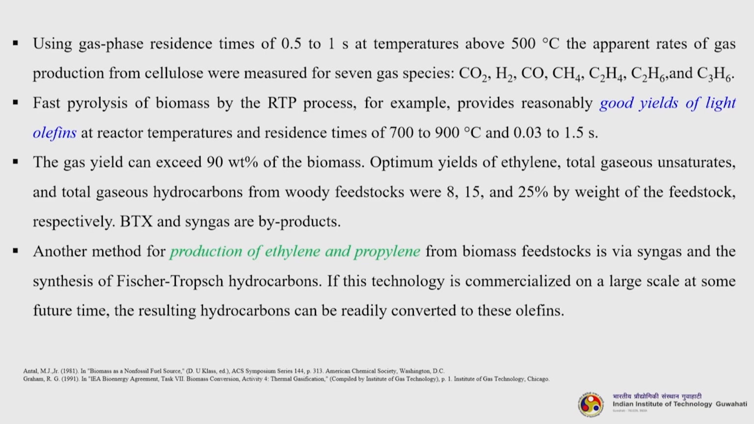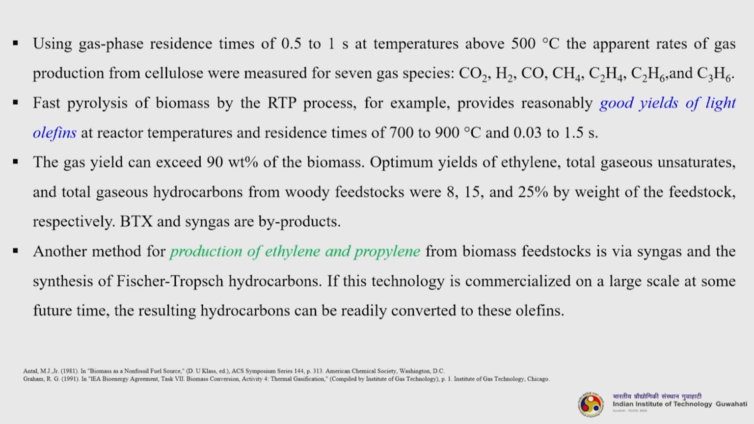Now, fast pyrolysis of biomass by the RTP process, for example, provides reasonably good yields of light olefins at reactor temperatures of 700 to 900 degree centigrade and residence times of 0.03 to 1.5 second. You can understand, very fast. Now, the gas yield can exceed 98% of the biomass.